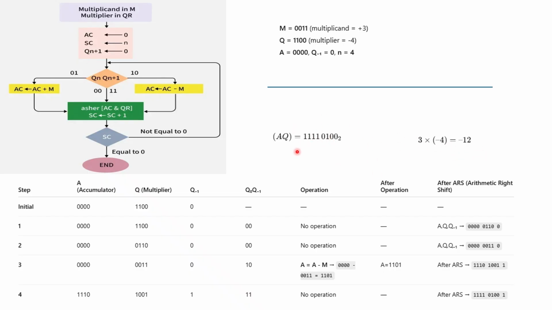So how will you convert? Just take the ones complement, that is all 0 0 0 0 0, then 1 0 1 1, and then plus 1, you will get the minus 12 value. So in this way you can perform the Booth's multiplier for any numbers.